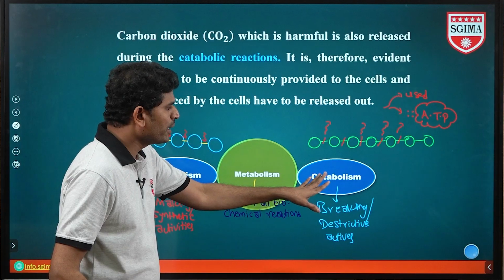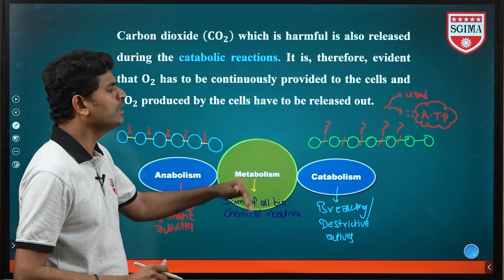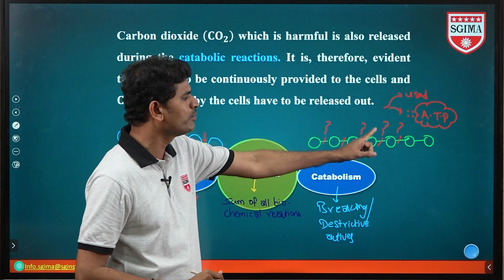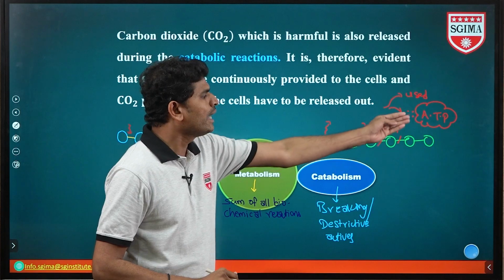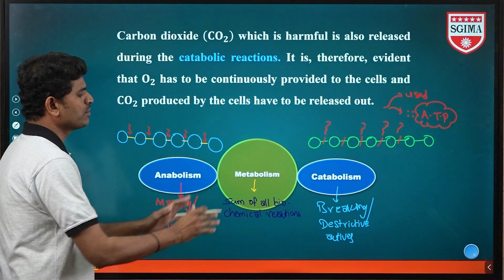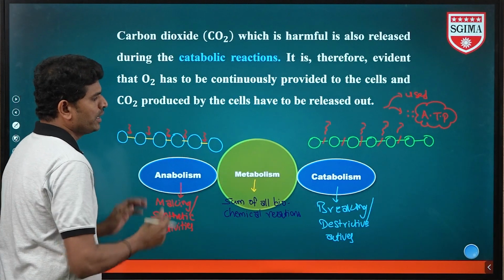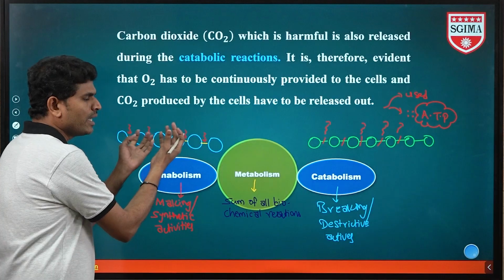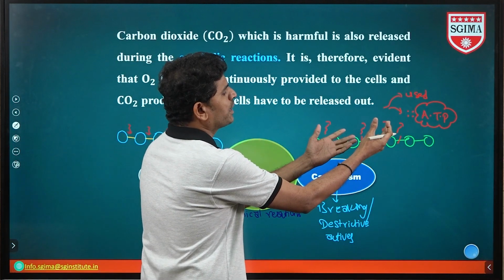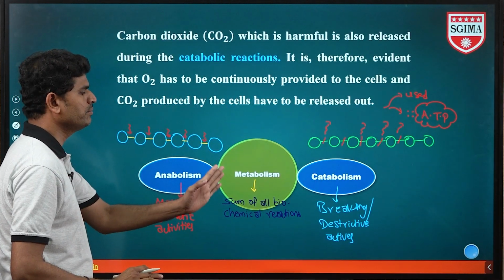So in catabolism, complex molecules are converted into simple molecules, and while breaking chemical bonds, energy is released, and this energy will be utilized by the organism. The excess amount will be stored as ATP granules. So this is about metabolism, anabolism and catabolism. Here we said that anabolism absorbs energy, that is endothermic, and catabolism releases energy, that is exothermic. So this is metabolism, anabolism, catabolism.